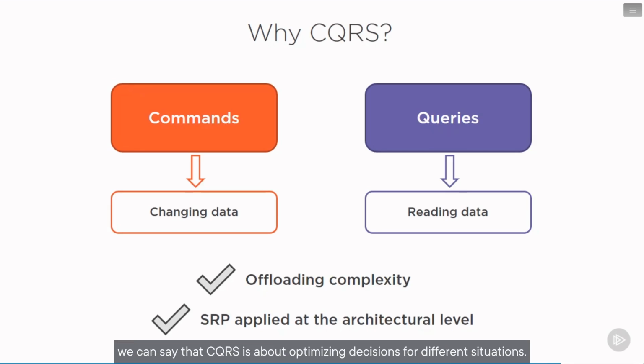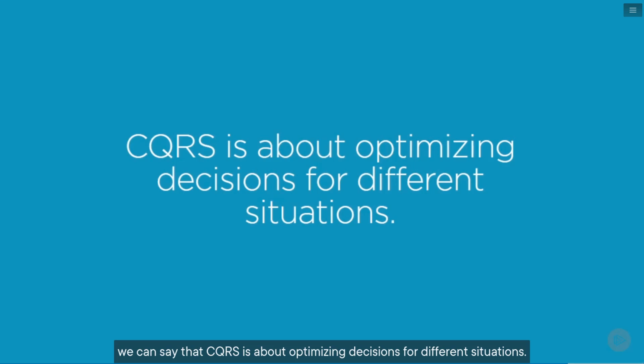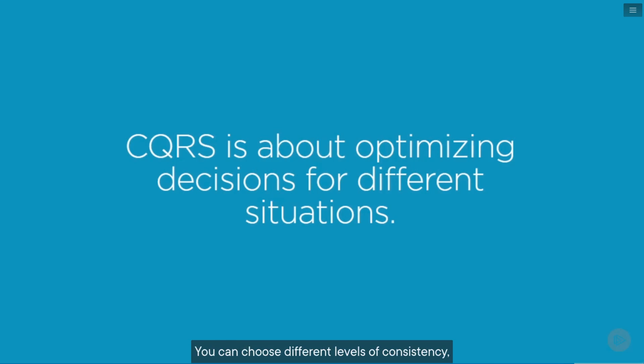So, to summarize, we can say that CQRS is about optimizing decisions for different situations. You can choose different levels of consistency, different database normal forms, and even different databases themselves for the command and query sides, all because you're able to think of commands and queries and approach them independently. You will see all of these benefits in action when we'll be working on the sample project.